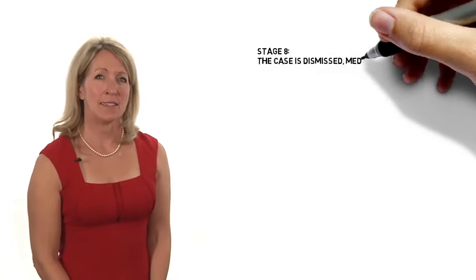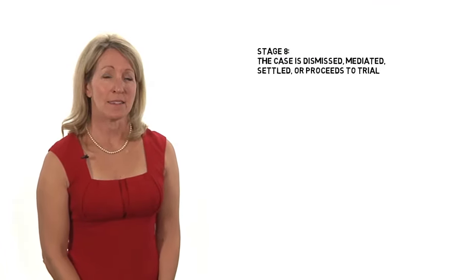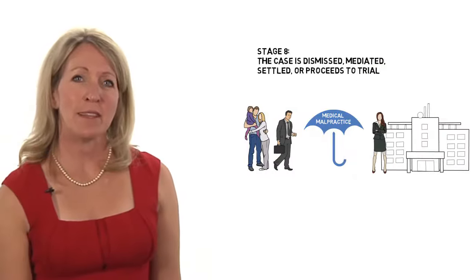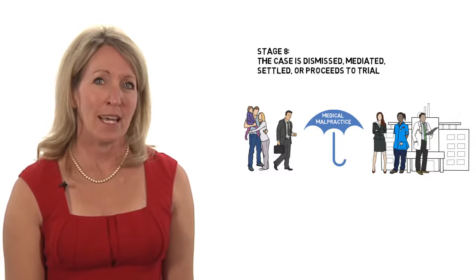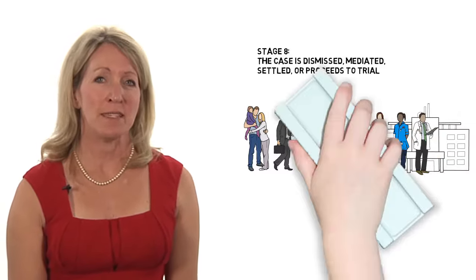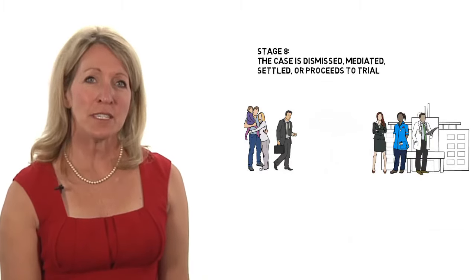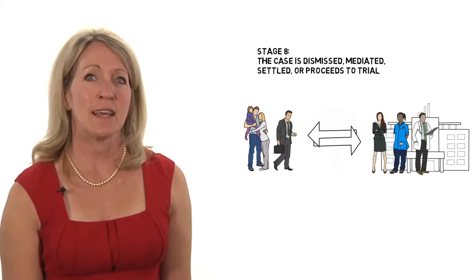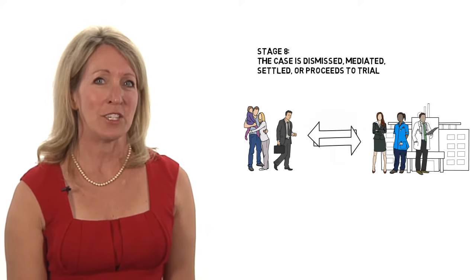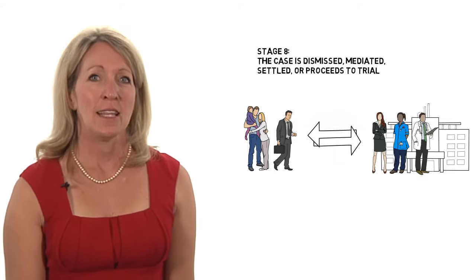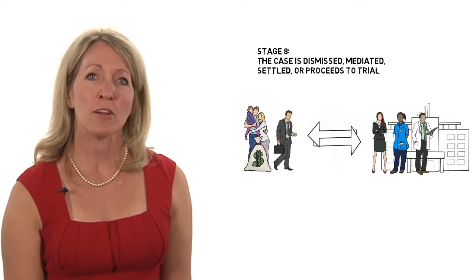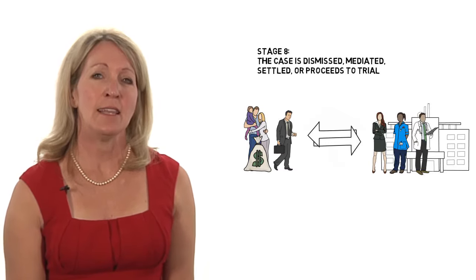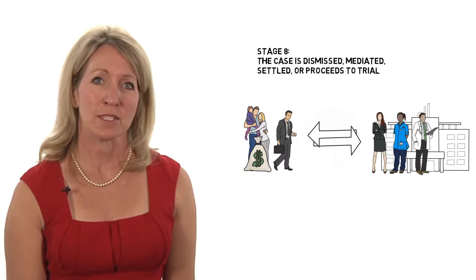Number 8, the case is dismissed, mediated, settled, or proceeds to trial. If at any stage of the lawsuit it is determined that the medical malpractice case has no merit, the plaintiff's lawyer may choose or advise the plaintiff to drop the case. Alternatively, the plaintiff and defense lawyers may meet and settle the matter out of court. When a case is settled, there is no trial and no findings of negligence against the defendant doctors or nurses. The plaintiff will receive an undisclosed amount of money in compensation for their injuries, and it is frequently a condition of settlement that the details and the amount of money paid to them are not disclosed.